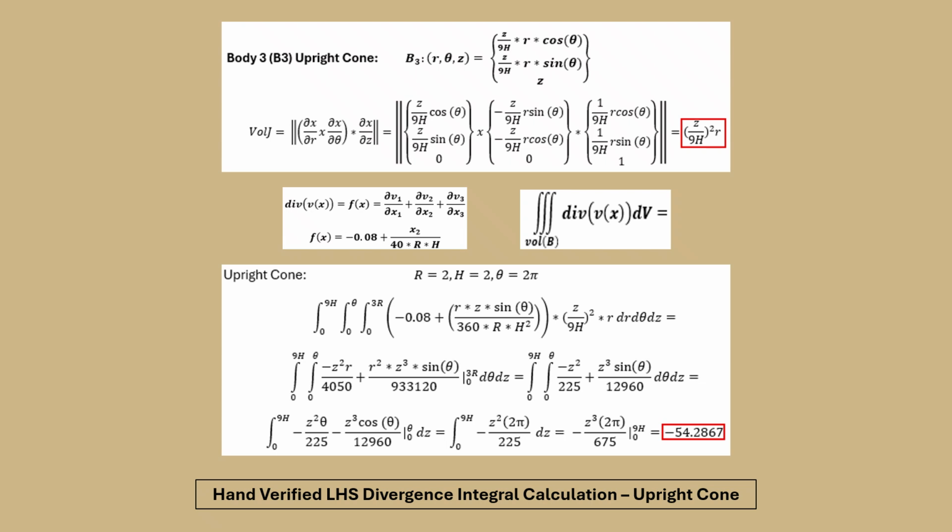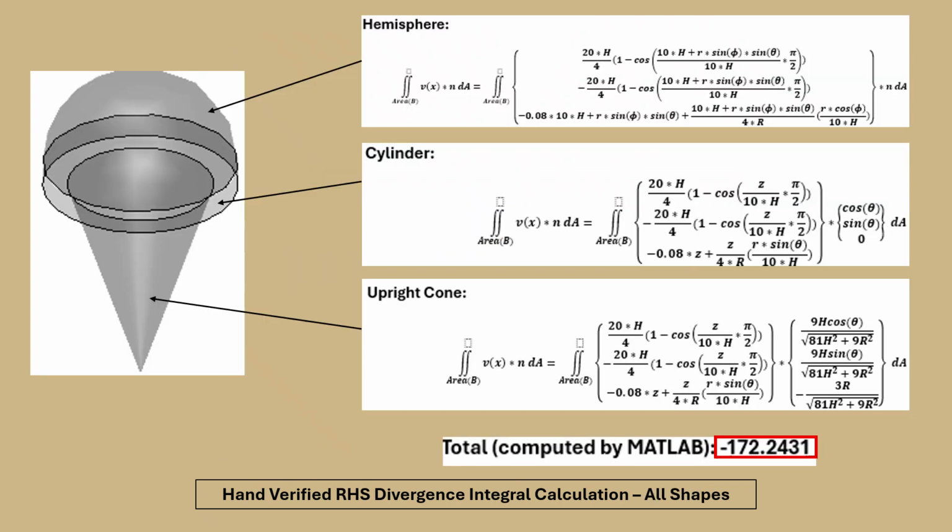Here is the divergence verification of the third and final portion of my body, the upright cone. I began by deriving the volume Jacobian, which resulted in z over 9h squared times r. Then I plugged in the respective x2 value, which is r times z times sine theta. Then I plugged all these values into the divergence theorem, and I triple integrated over r, theta, and z, which resulted in a value of negative 54.2867.